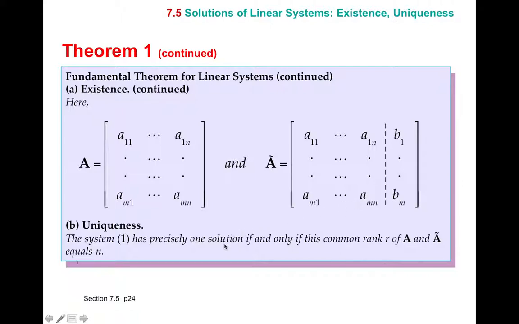And so the uniqueness part says that this has only one solution, and it has that solution if and only if the matrix and the augmented matrix have a common rank r, and that rank r is equal to n. So in other words, once we find the reduced echelon form, we should have rows of zeros and then a square matrix above that. So the rank r has to equal n, the number of unknowns.